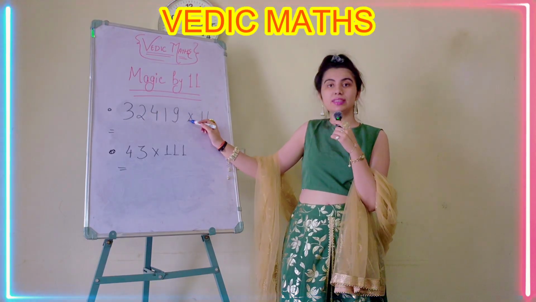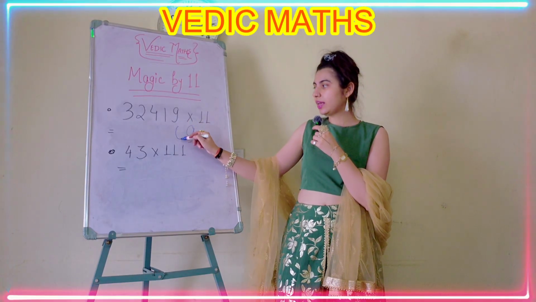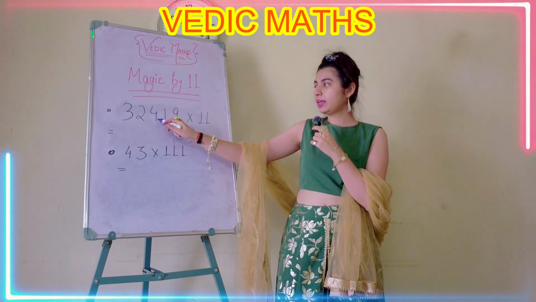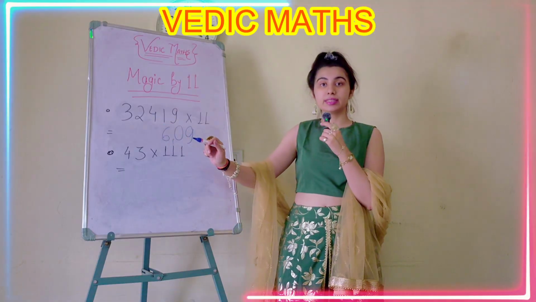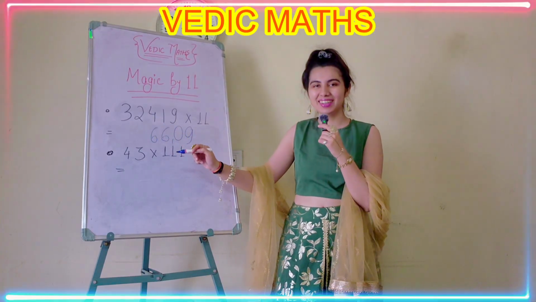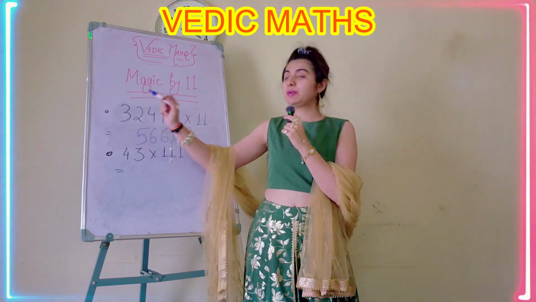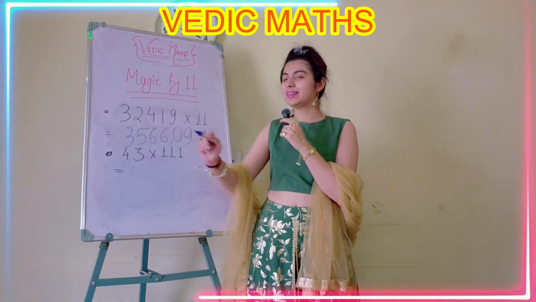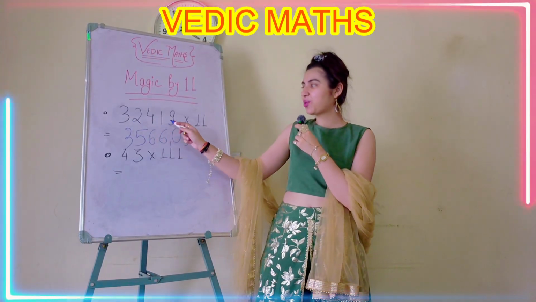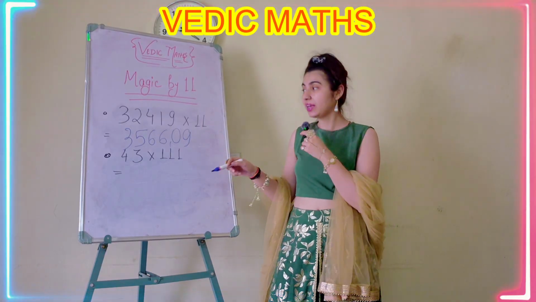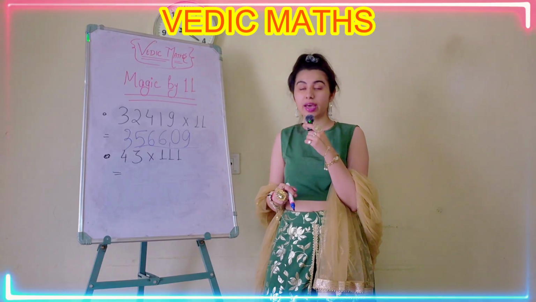So 9 plus 0, that is 9. 9 plus 1, that is 10. And 1 plus 4, that is 5. 5 plus 1, 6. Now 4 plus 2 is 6. So 6. Now 2 plus 3 is 5. Now 3 plus 0 is 3, not 0. So the answer for 32419 multiplied by 11 is 356609. Okay, 356609 is your answer.